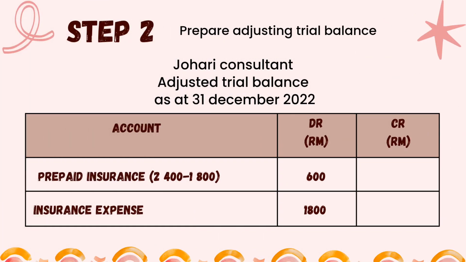Okay, so the next step is we need to prepare adjusted trial balance. So, in this adjusted trial balance, we need to record prepaid insurance amounting 600 on the debit side. How do we get 600? We get 600 by deducting 2,400 with 1,800. Next, we need to record insurance expense, which is 1,800. That was already stated in the additional information.